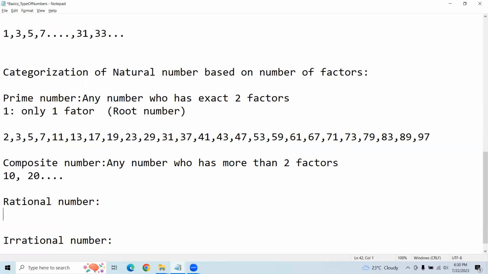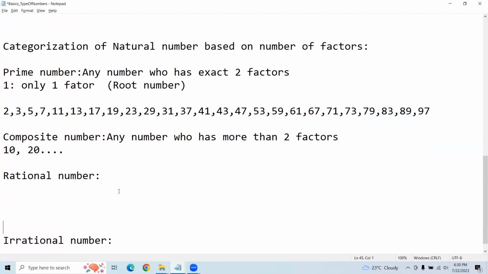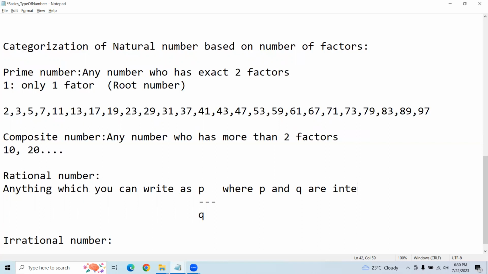Then let's look at the rational number. Anything which you can write as P upon Q, where P is the numerator and Q is the denominator, and P and Q are integers. So P and Q both will be integers and Q not equal to 0. That we need to remember.